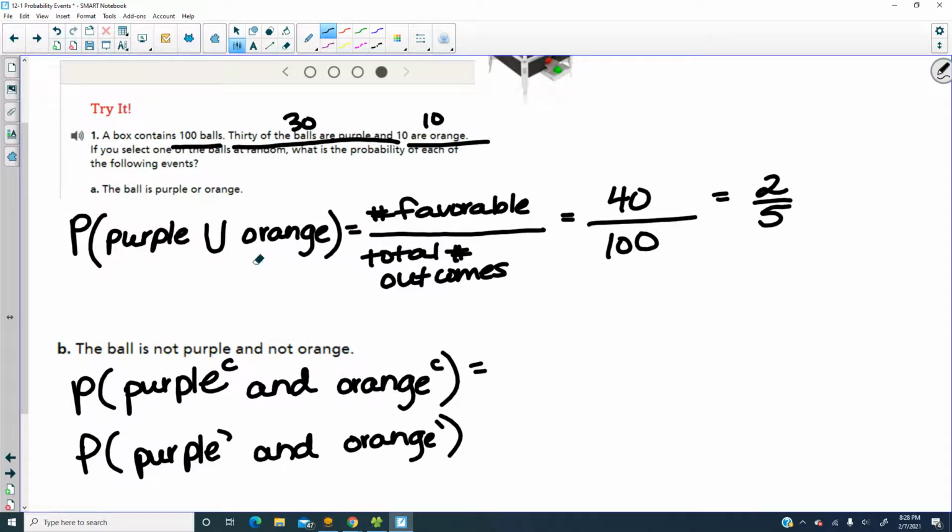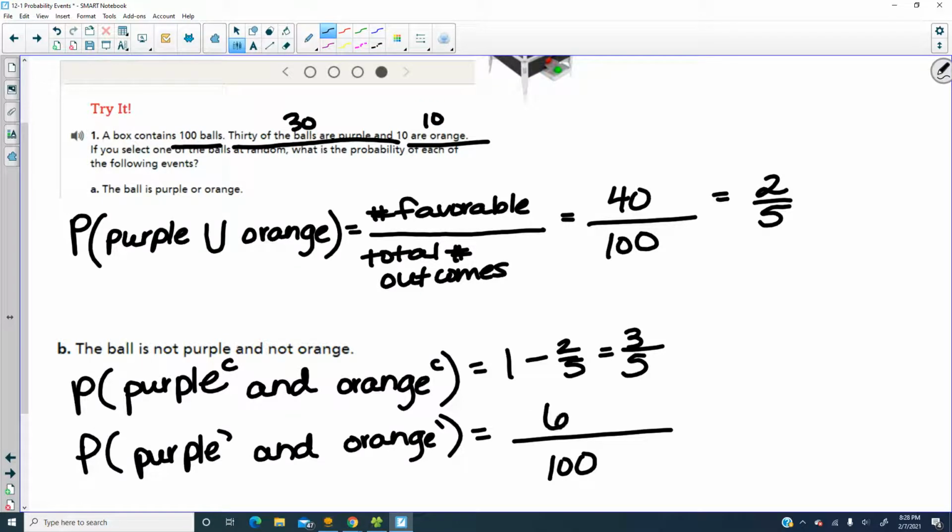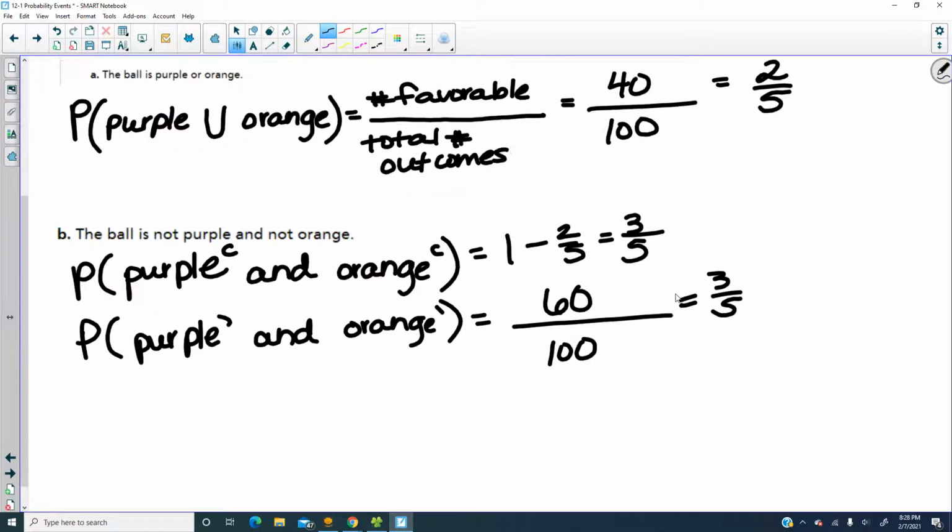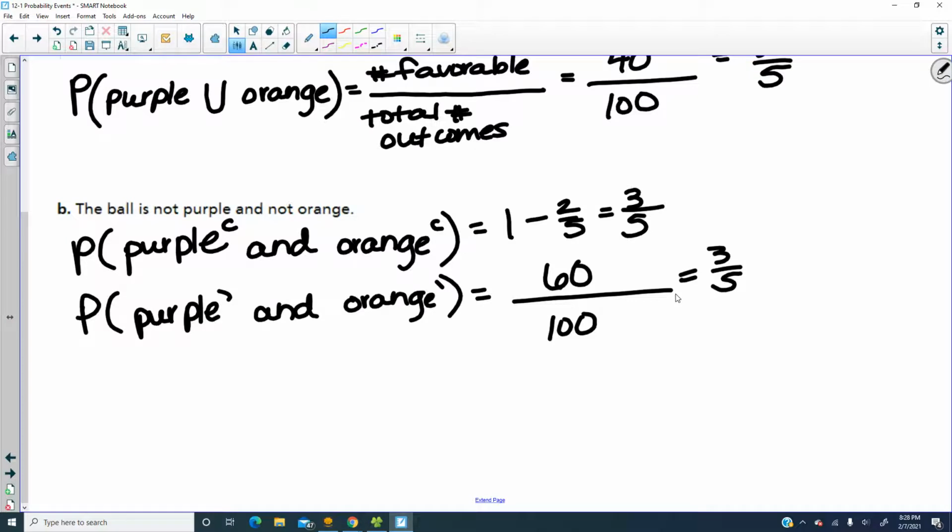Okay, well, I know the probability of getting a purple or an orange is 2/5. So not purple and not orange would be everything else. So I could do 1 minus 2/5 to get 3/5. That's one option. The other option is to say, well, I know there's 100. I know that 40 of them are purple or orange, so 60 of them are not, which is also 3/5. Either of those, the same. Now, what would happen if I were to ask you for the probability of getting a ball that is both purple and orange?